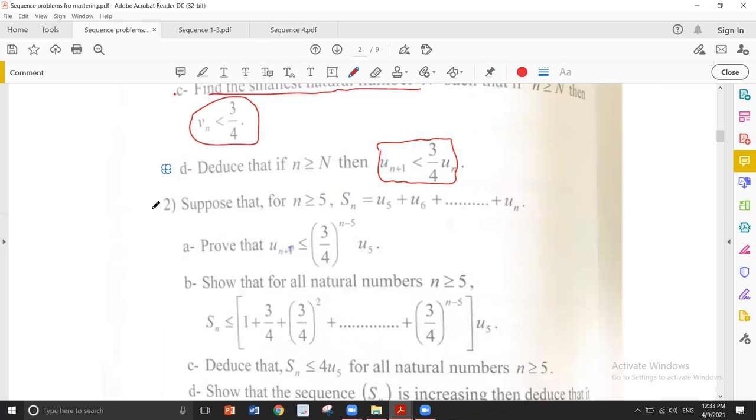Part 2. Suppose for n greater than or equal to 5, let Sn equals u5 plus u6 plus up to un. Prove that un less than or equal to 3 over 4 to the power n minus 5 times u5.